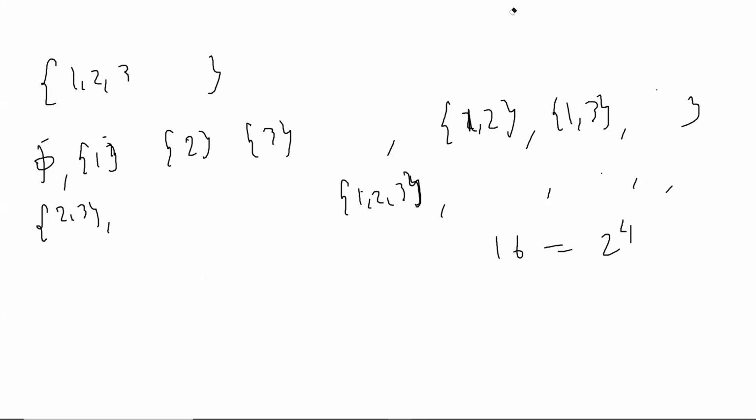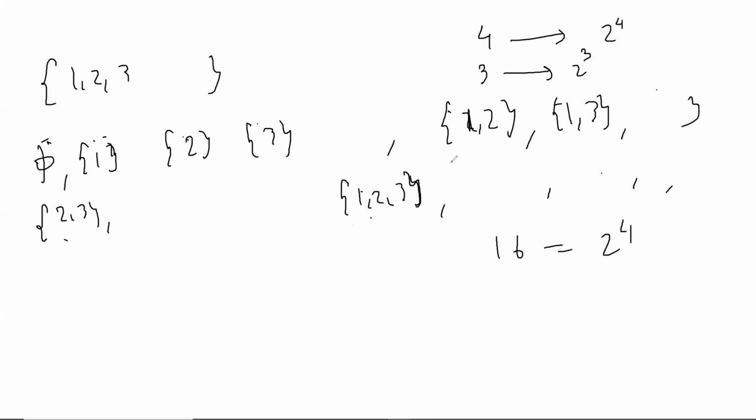How many are these? 1, 2, 3, 4, 5, 6, 7, 8. Oh, so if the set has size 4, then the total number of subsets was 2 to the 4. If the set has size 3, then the total number is 2 to the 3. This is the inductive reasoning we're trying to use.